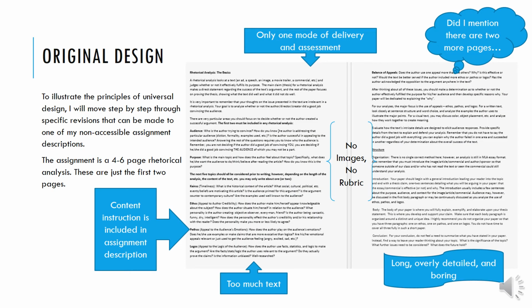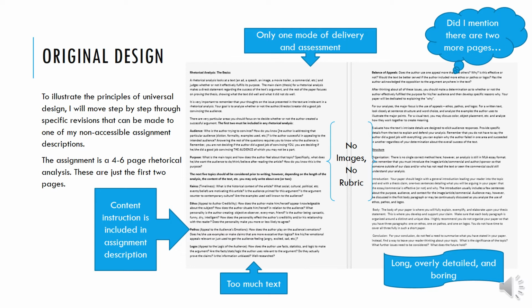To illustrate the 7 principles of universal design, I chose to show you how I can revise a rather non-accessible online activity. This is a 4-page text-heavy assignment description that really only works for one type of learner. The assignment itself is a 4 to 6 page rhetorical analysis. These are just the first 2 pages of the assignment description.